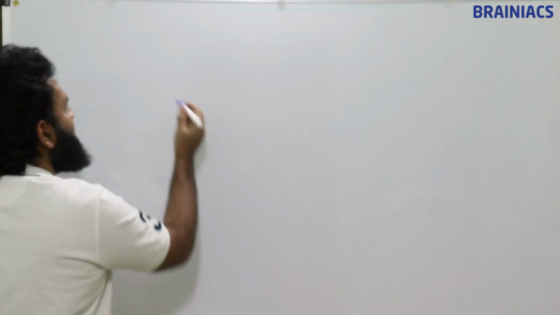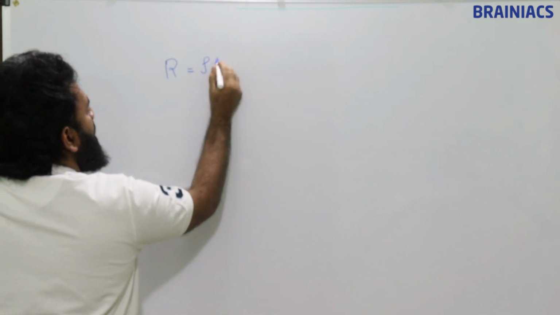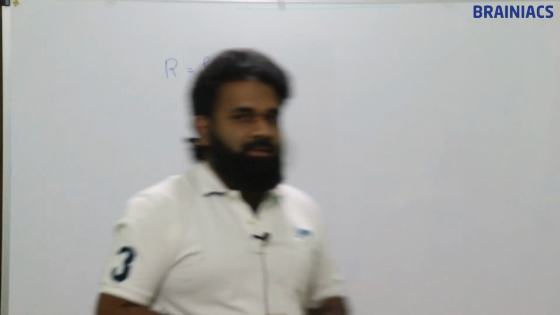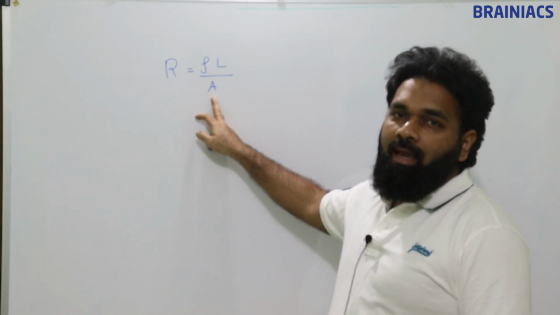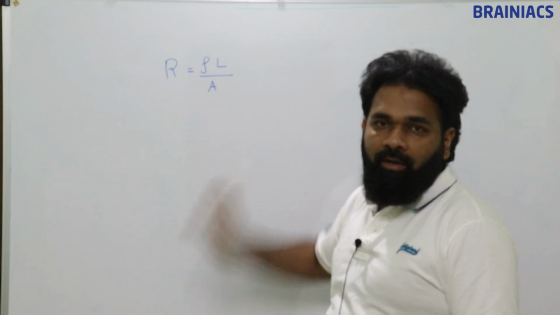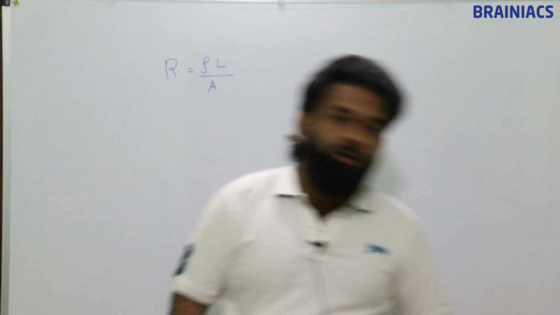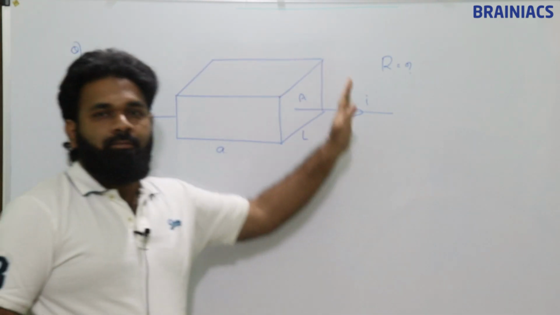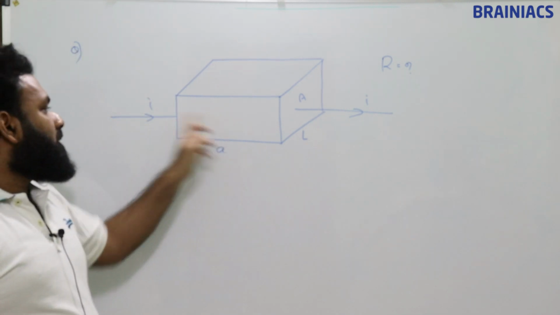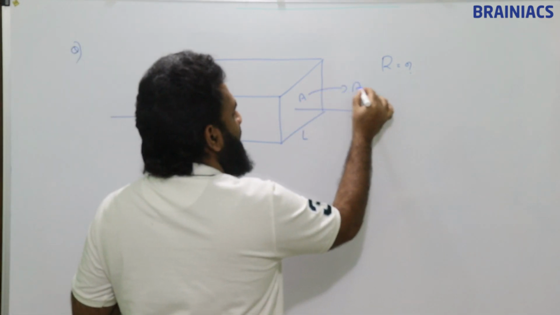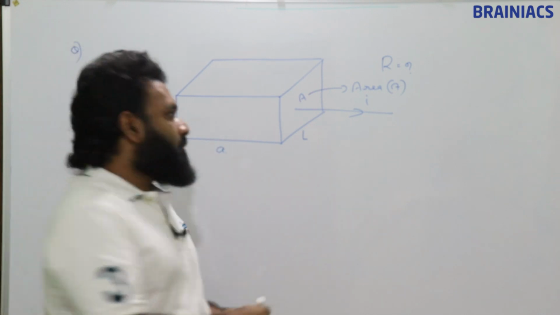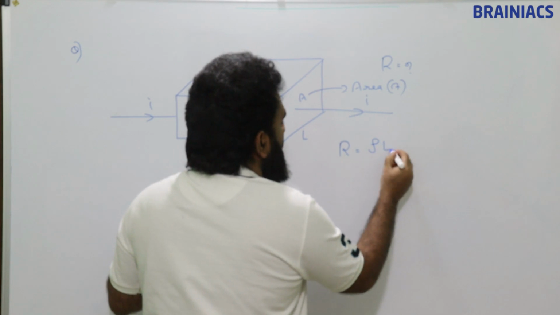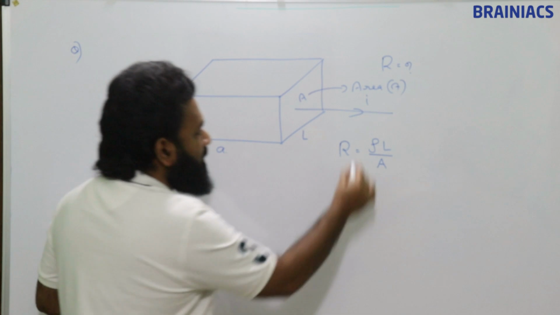Our class purely concentrates on resistance today. We will analyze this formula once again: resistance R is equal to rho L by A, where L is the length of the conductor and A is the cross-section area of the conductor. Based on this, we will do a problem. See, this is a conductor, and current is passing through it. The area of cross section is given as A. Now, what is the resistance? If your answer is R is equal to rho L divided by A, then this is wrong.